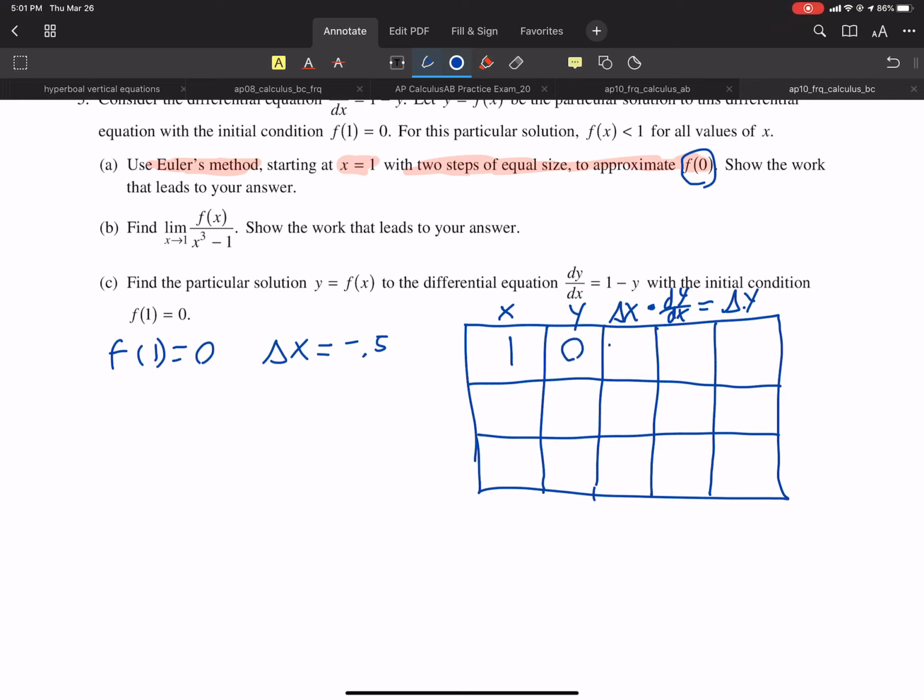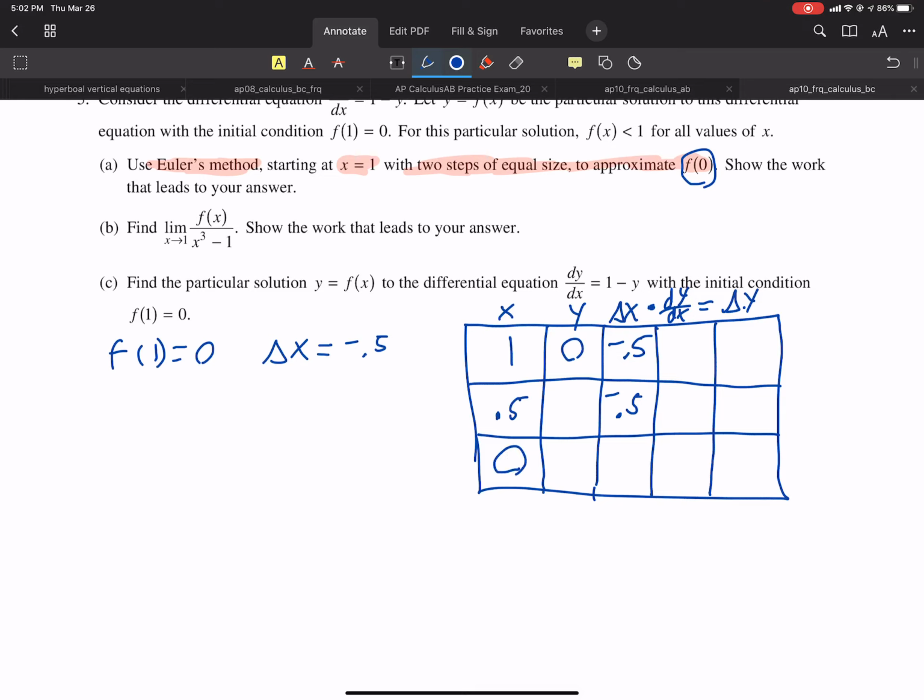So delta x is negative 0.5 always. So we can actually get this. 1 minus 0.5 will get us 0.5. And then subtract another 0.5, you'll be at 0.